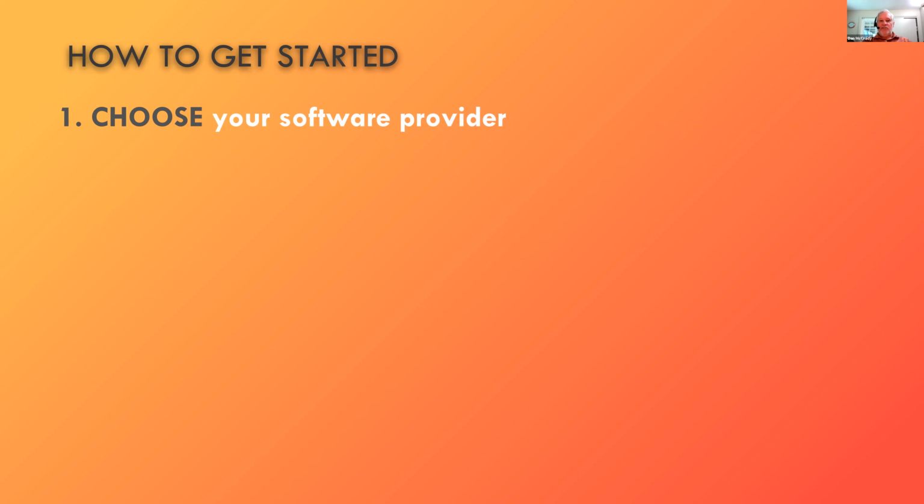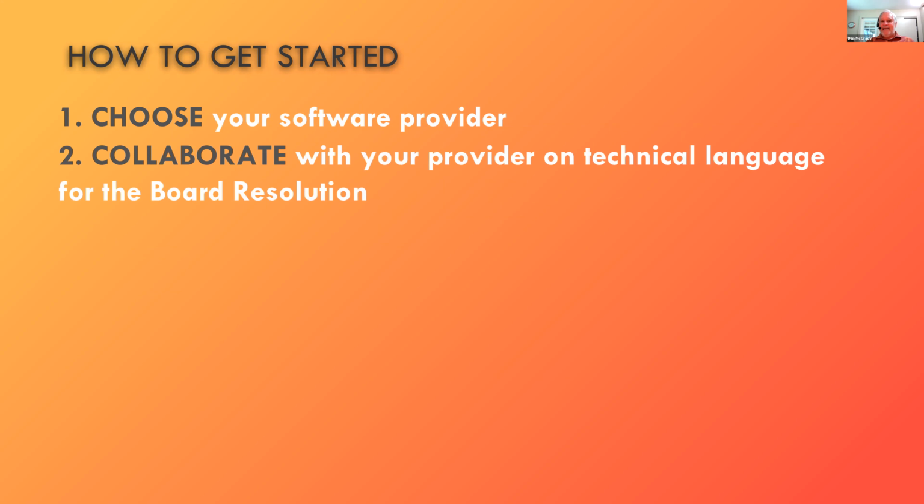First of all, we suggest step 1 is to choose your software provider first. And you might have wondered why we didn't say do the board resolution first, because without the board resolution, you can't do electronic voting. The reason is that your board resolution will change depending upon your software provider.